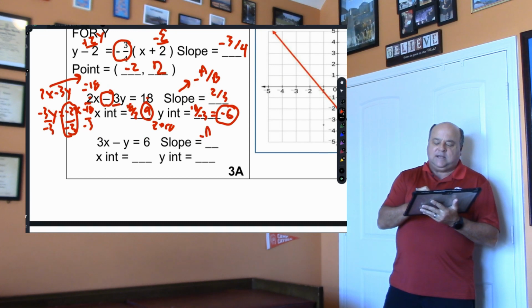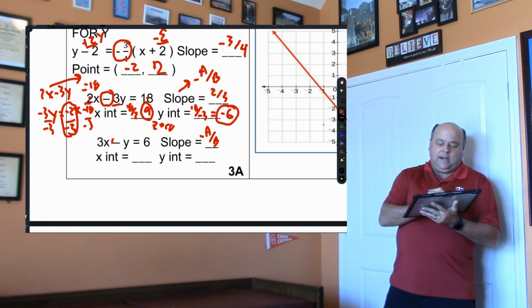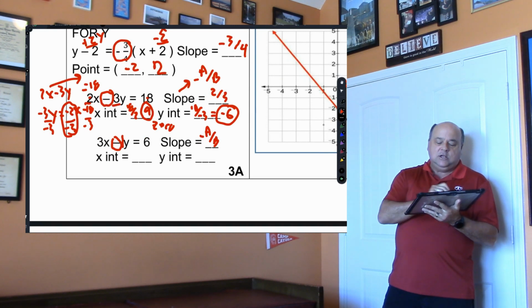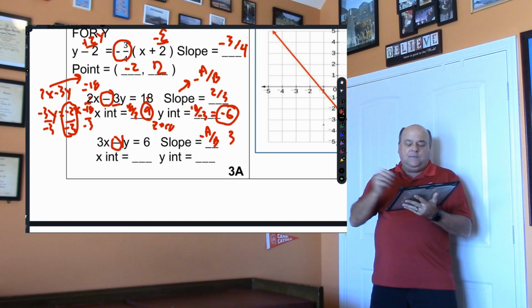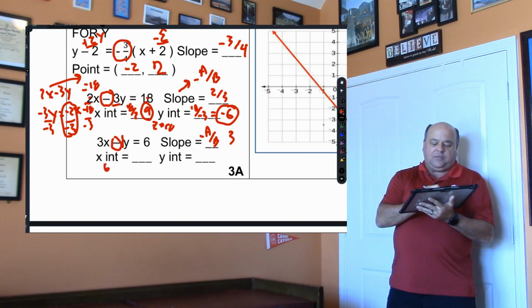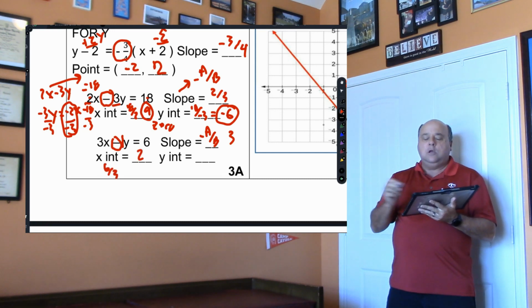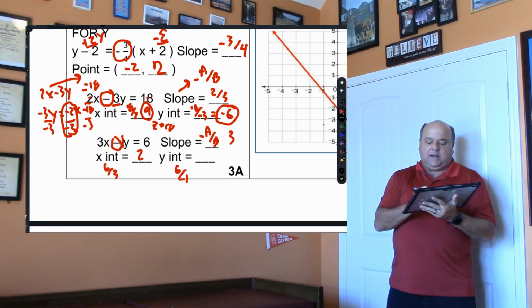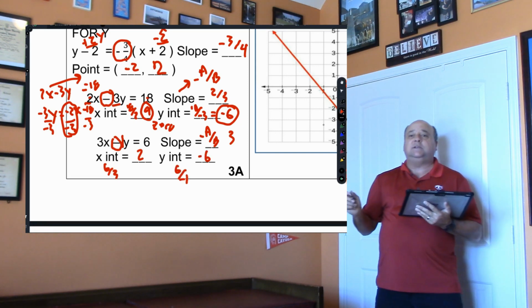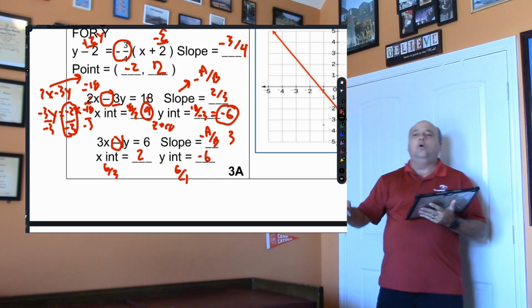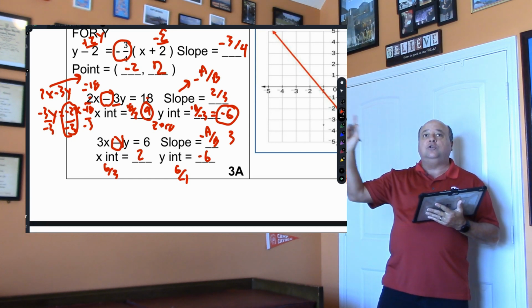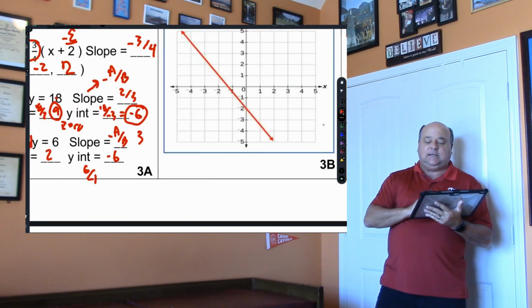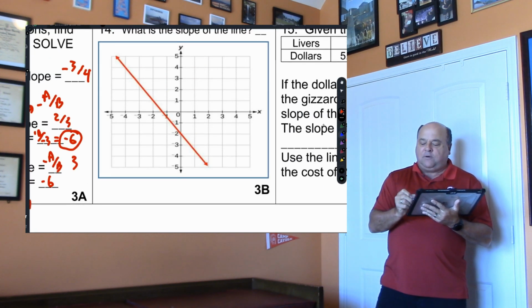Remember, the slope is negative a over b. Right here is negative, so my slope's positive, and I have a 1. So my slope is 3 over 1, or just 3. The x-intercept is 6 divided by 3, which is 2. The y-intercept is 6 divided by negative 1, which is negative 6. So if it's in standard form, you can easily get your slope, your x-intercept, and your y-intercept. Easy, easy, easy. Let's go to the next problem, number 14.